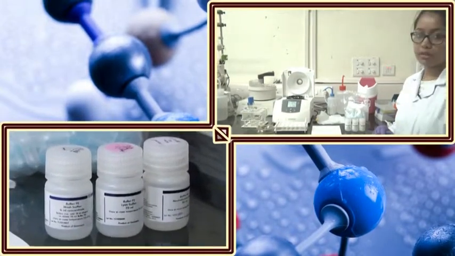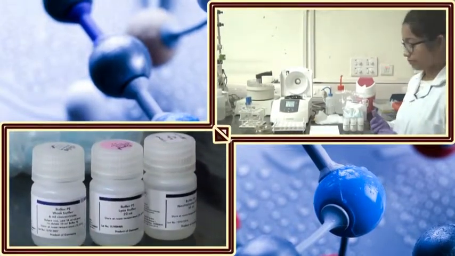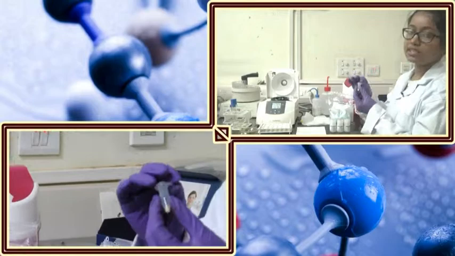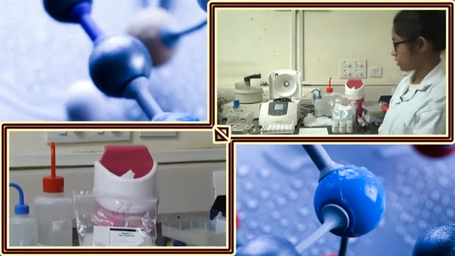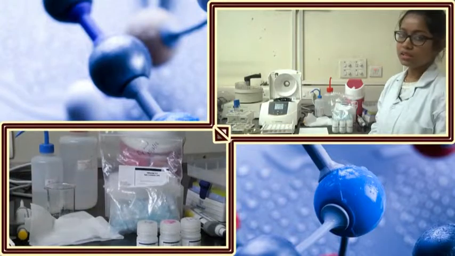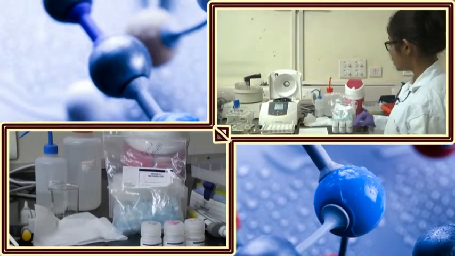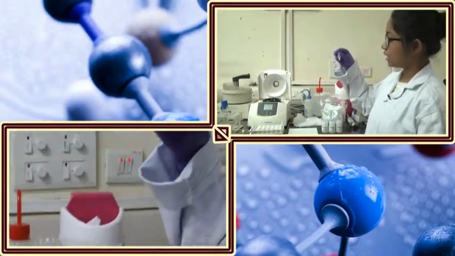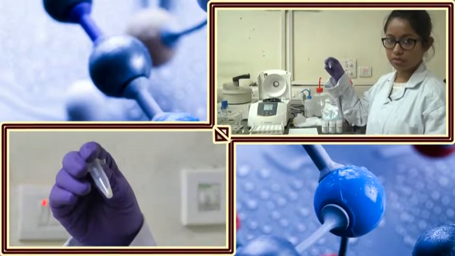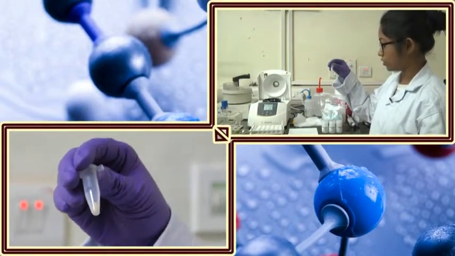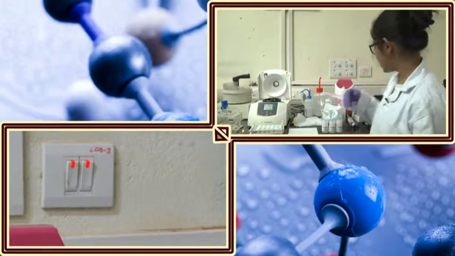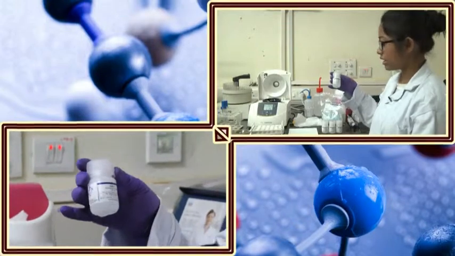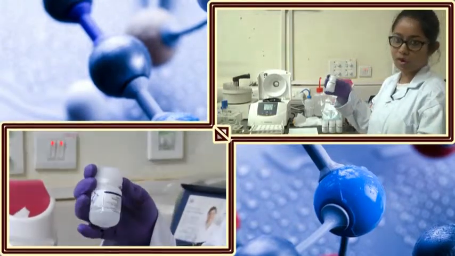The first solution will be the resuspension buffer. As I have pelleted down my cells, I need to take these cells into a buffer solution where the other solutions will work. The resuspension buffer is kept mostly at 2 to 8 degrees centigrade. So, that is why I keep it in an ice box.